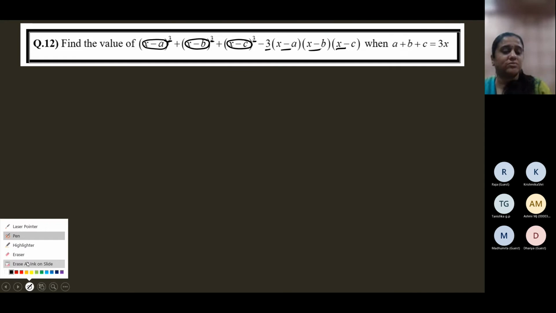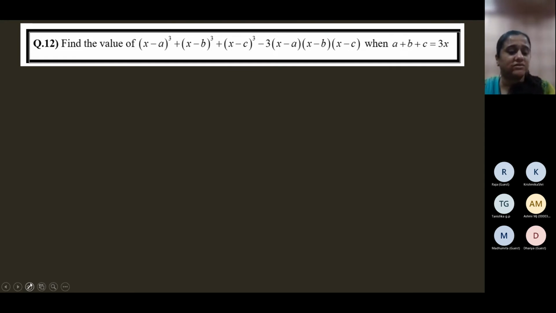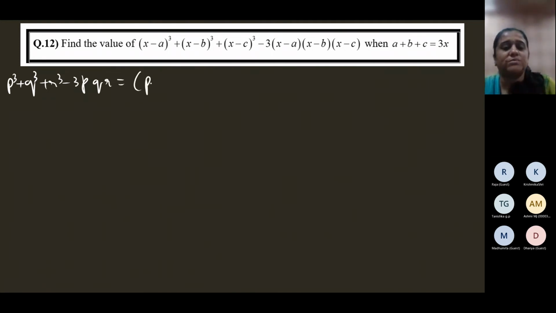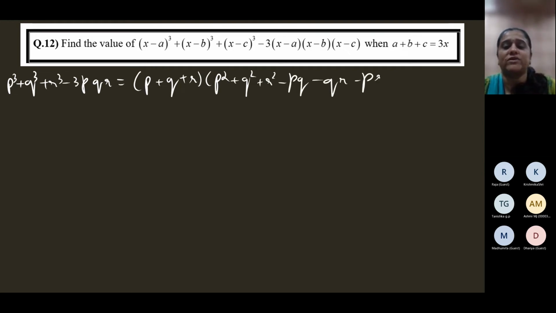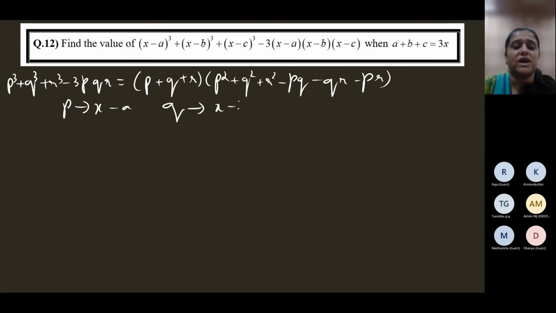So the given expression is exactly like P cubed plus Q cubed plus R cubed minus 3pqr. And the answer which we are going to write for this is P plus Q plus R into P squared plus Q squared plus R squared minus PQ minus QR minus PR. This is what we're going to write. Wherein our P is X minus A, Q is X minus B, and R is X minus C.